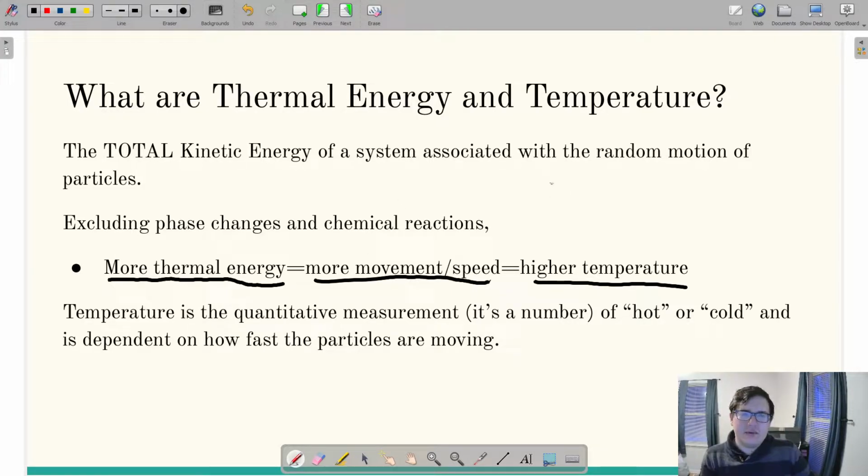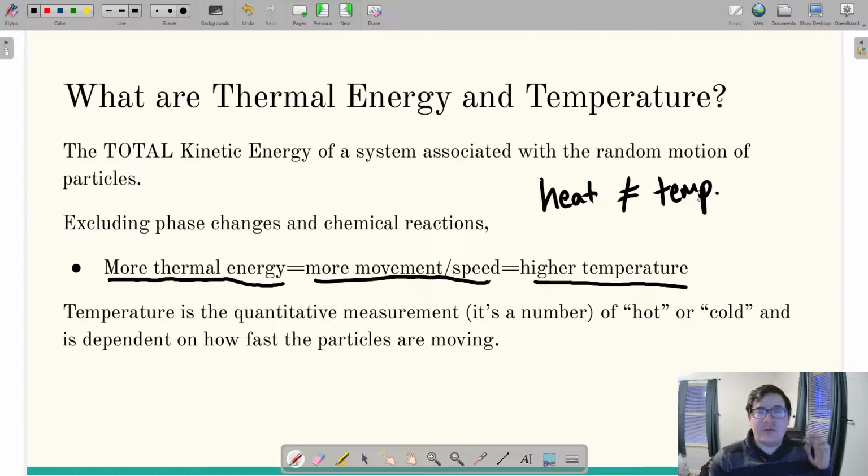Now, one thing I'm going to talk about is, heat does not mean the same thing as temperature. We're going to unpack that in a second, but I'm going to use those words interchangeably, where sometimes we're talking about heat, sometimes we're talking about temperature. And temperature is a way for us to measure how hot something is, or the energy stored in it.